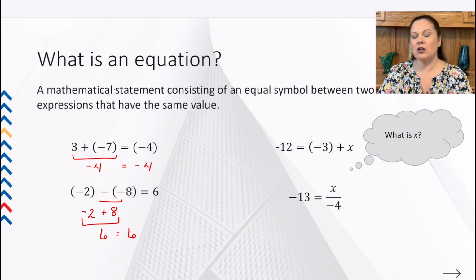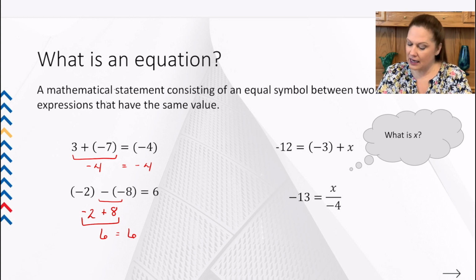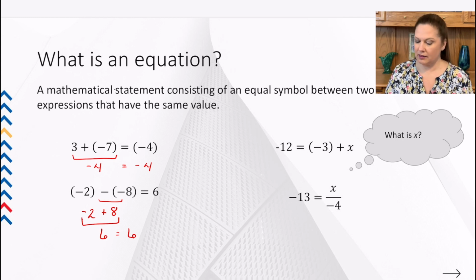So if you come over and look on the right, we have some missing terms. These are called variables. We represent them with the letter X or N most normally. And this is the type of equation that we're going to be working with.